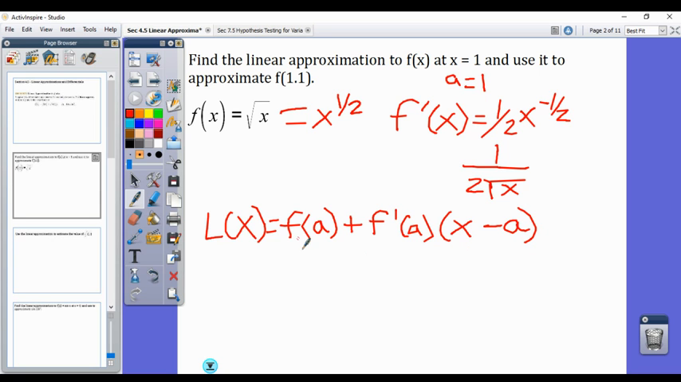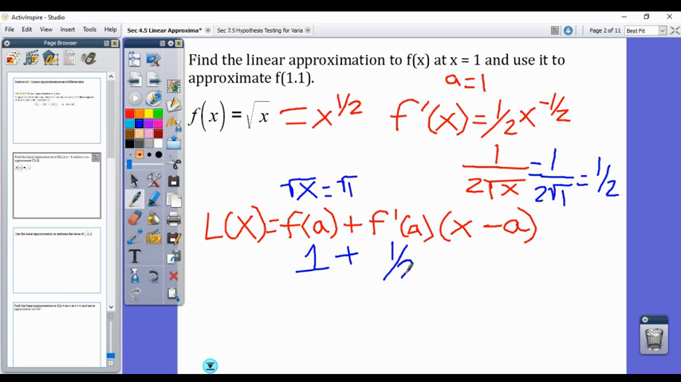Okay, so f of a is me plugging in 1 to my original function. So in this case, that would be the square root of 1. So here I'm going to get 1. And this is me plugging in 1 to my derivative. I'm going to do that on the side here. That's going to give me 1/2. So plus 1/2 times x minus 1.